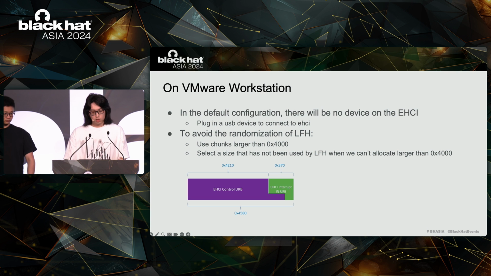The exploitation on Windows will also face some troubles, such as LFH, the Low Fragmentation Heap. The existence of LFH increases the difficulty of exploitation because it randomly allocates heap chunks. Fortunately, the primitives we use, including URB and shader, can exceed 0x4000, which is the maximum size of LFH. This makes heap arrangement much easier.